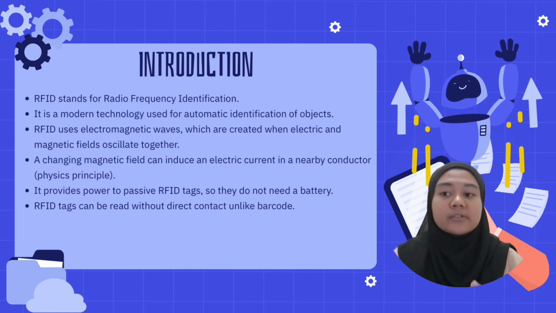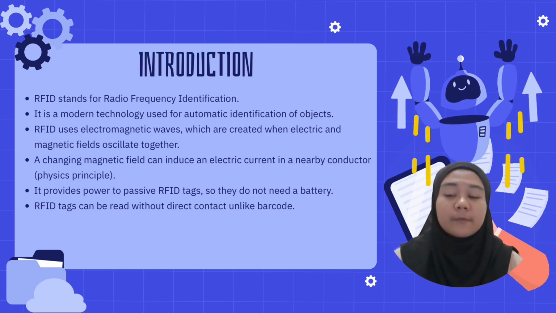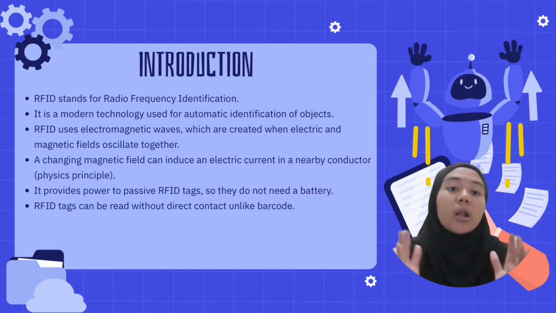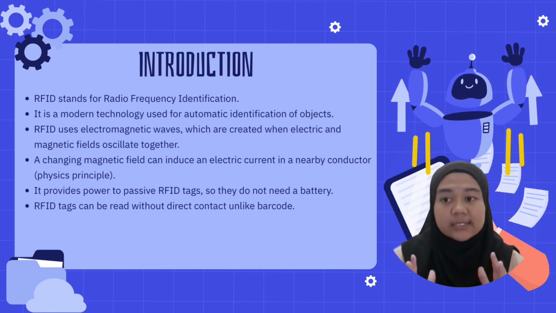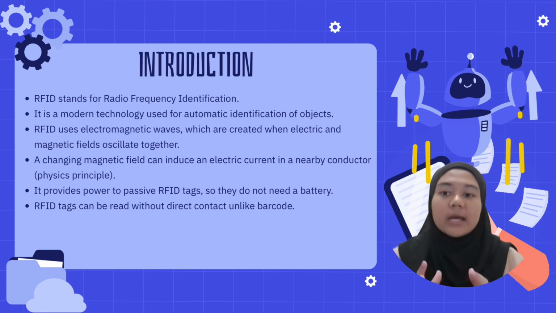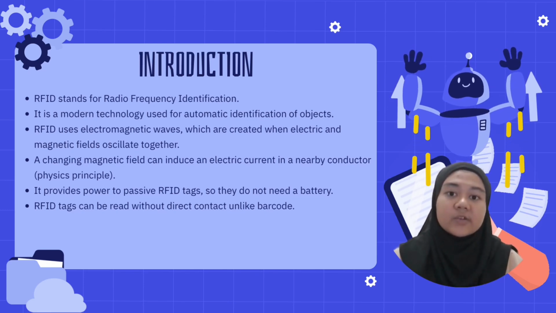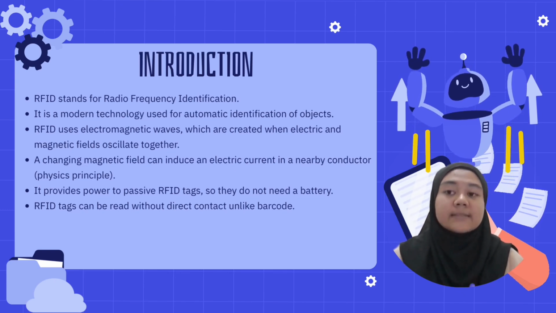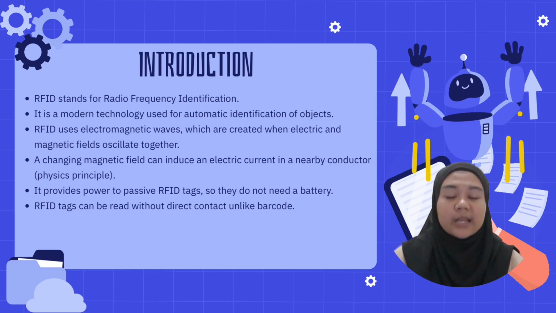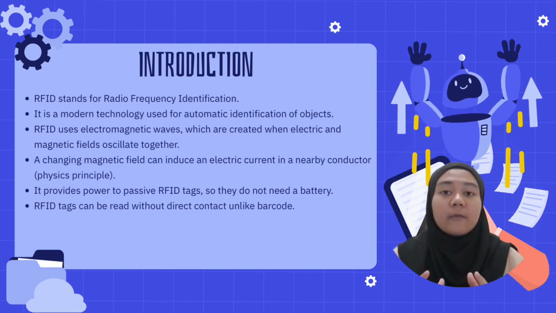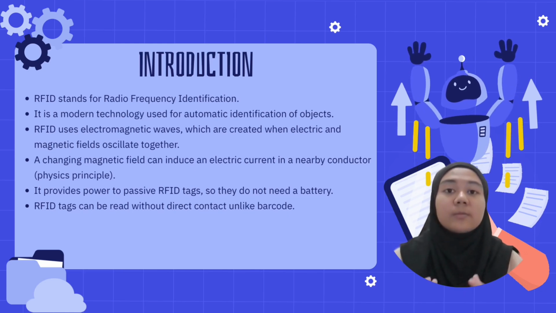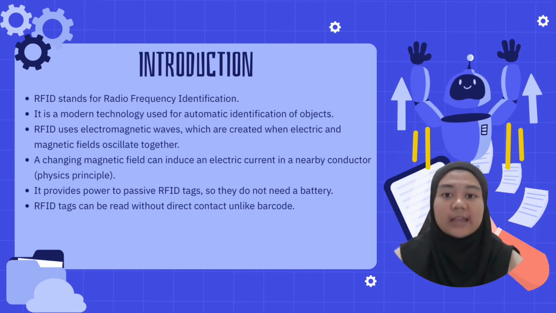The interaction between the oscillating electric and magnetic fields enables wireless communication over short or long distances depending on the system design. A changing magnetic field can induce an electric current in a nearby conductor, and this is a physics principle based on Faraday's law of electromagnetic induction. For more explanation about Faraday's law, my friends will explain it to you later.